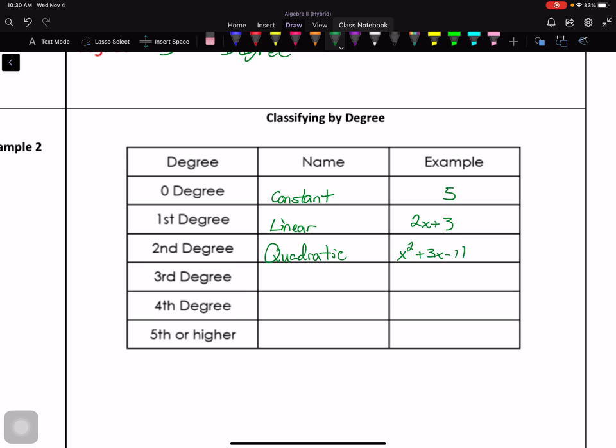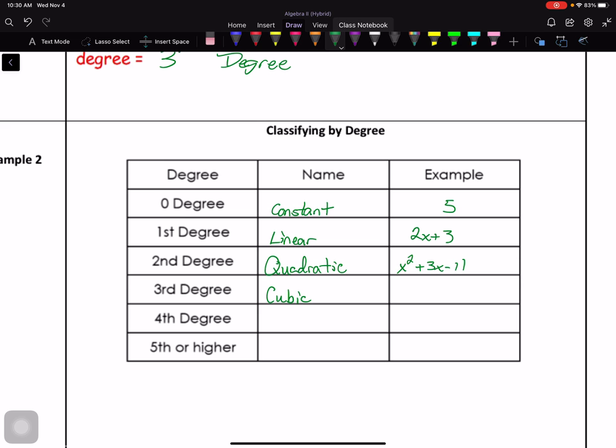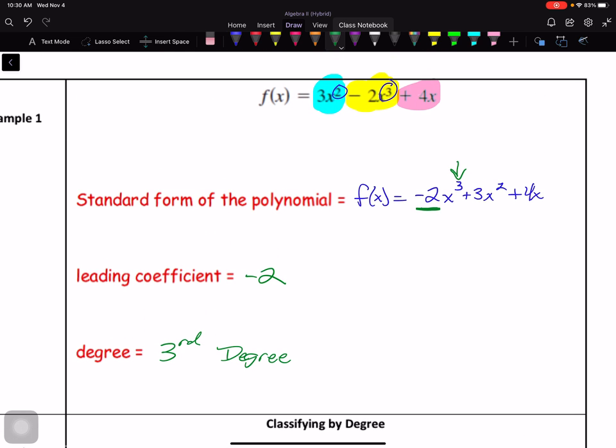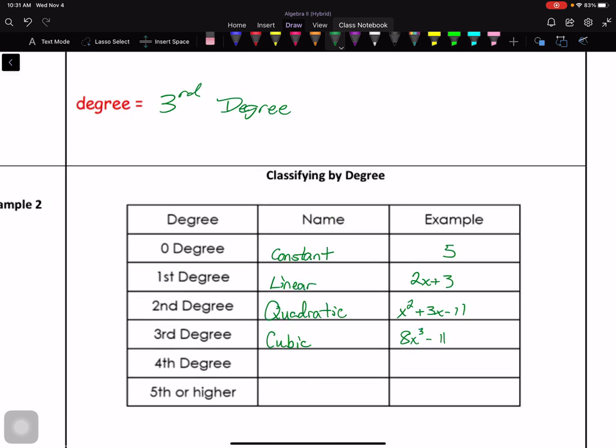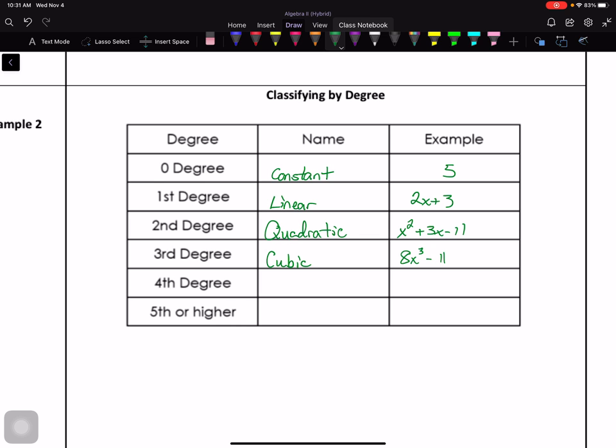Third degree, these are called cubic. We're going to get into these quite a bit in this unit. It could be as basic as like 8x to the third minus 11. All that matters is your highest exponent is 3. So up here, this would technically be called, it is third degree, but a specific name for that would be cubic. Fourth degree, we call this quartic. Make sure to spell it right here, quartic. And something like x to the fourth.